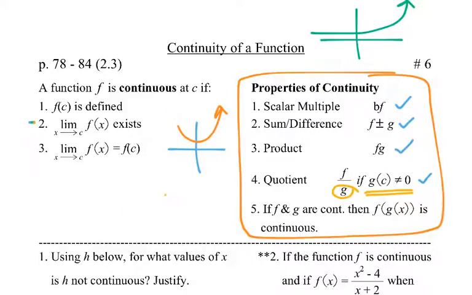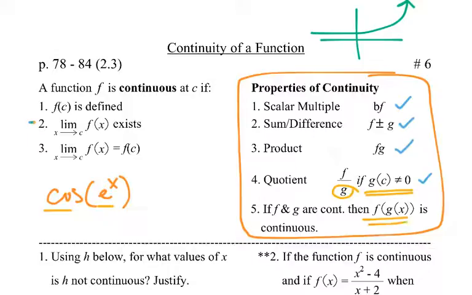And then lastly, number 5 says if f and g are continuous, then f of g of x is continuous. So for instance, if we had the cosine of e to the x, the cosine is a continuous function and e to the x is a continuous function, so when we get a composite like this, the resulting function will be continuous. That would also work if we had something like e to the cosine of x. So that's what that last rule is saying.